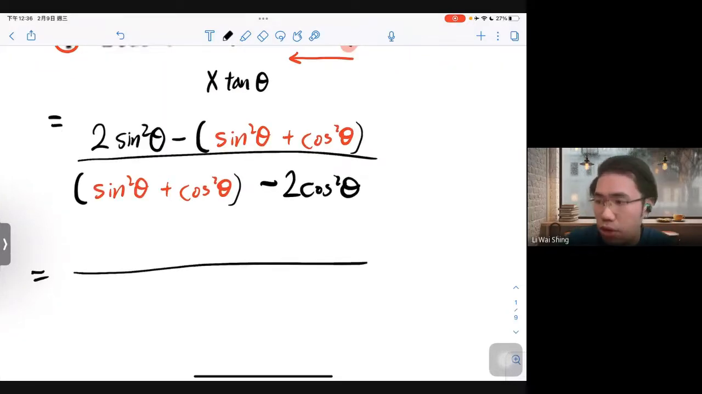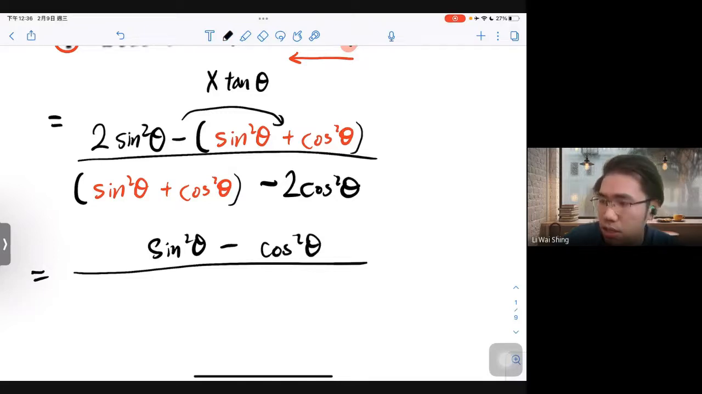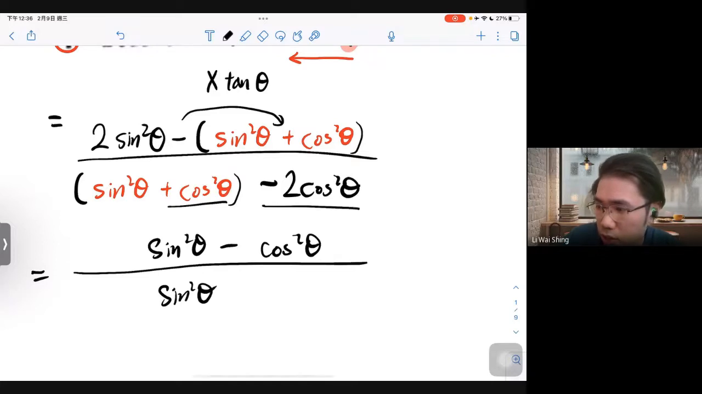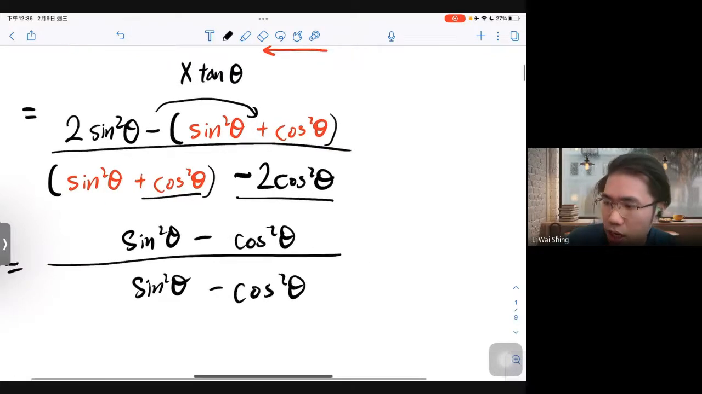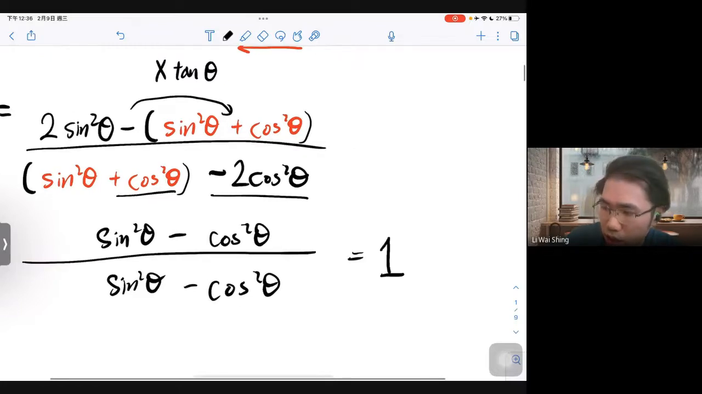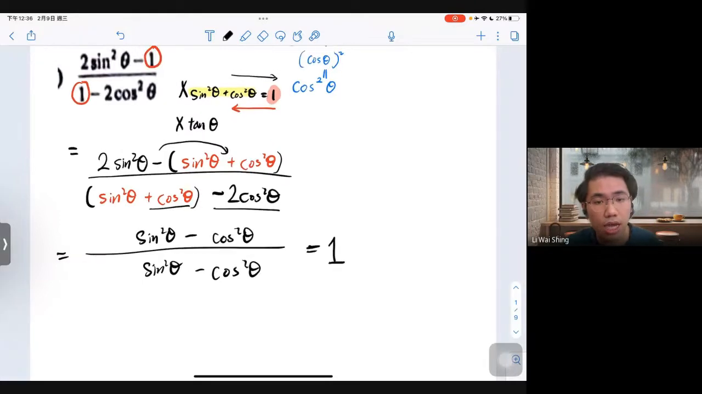2 sine squared minus sine squared equals to sine squared theta minus positive become minus cosine squared theta. And the denominator also the same. Here you have sine squared theta plus cosine squared minus 2. So 1 minus 2 minus 1 cosine squared theta. At last, you can see that numerator and denominator are the same. That's why it equals to 1. Half of the class do it, but half of the class fails to do that.